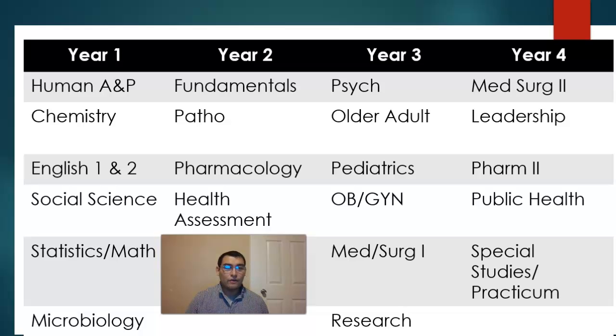Lastly, for year 4, we have our Med-Surg 2. We have leadership, or a transitional type of course. We also have pharmacology 2, public health, and then special studies slash practicum. I believe the last would allow a great option for students who want to specialize in perhaps a certain field of nursing, such as oncology, or maybe even back to public health, but it would allow them the option to be able to do that.